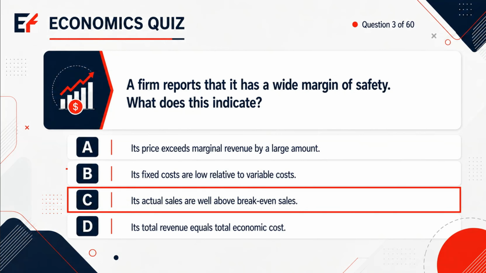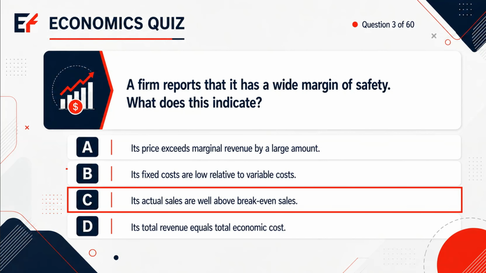Let's examine the concept. The margin of safety shows how far actual or expected sales are above the break-even level. A wide margin of safety means the firm can withstand a substantial decline in sales before reaching break-even; therefore, actual sales are well above break-even sales. Option A is incorrect because margin of safety does not compare price with marginal revenue.